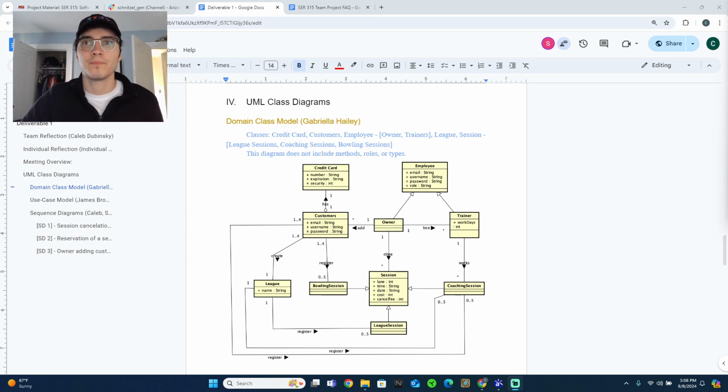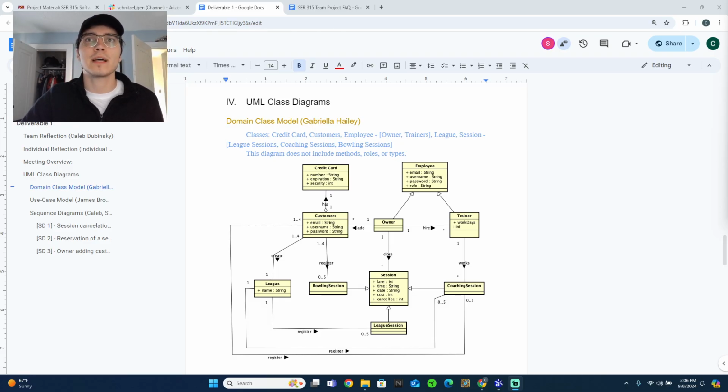After realizing this, we thought it'd be best to add an employee class as a parent to the owner and trainer. This will allow for more flexibility in adding different positions in the future, as well as reducing the amount of reused code in our system.